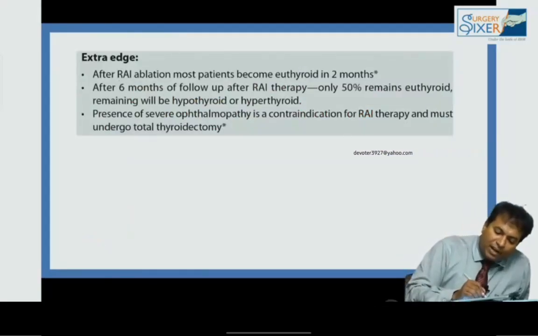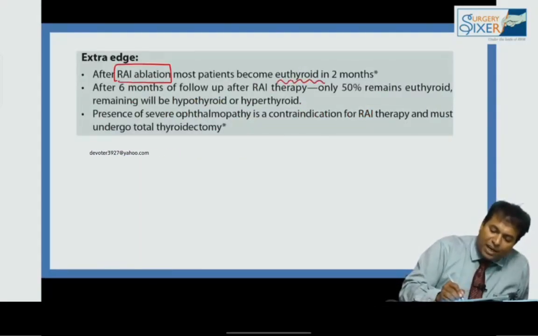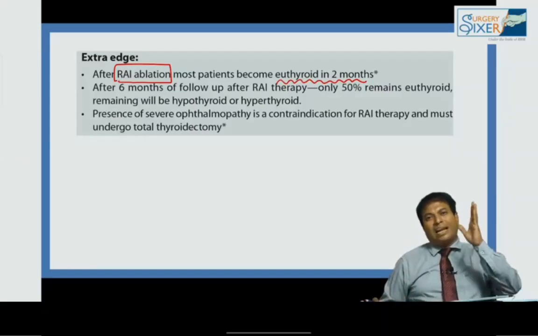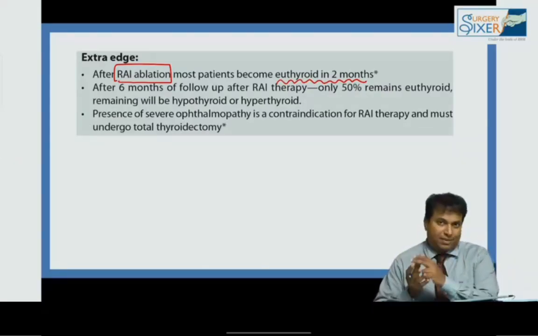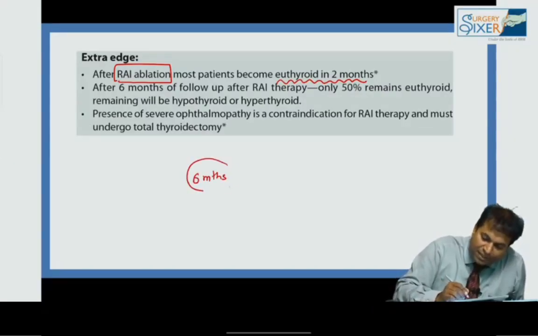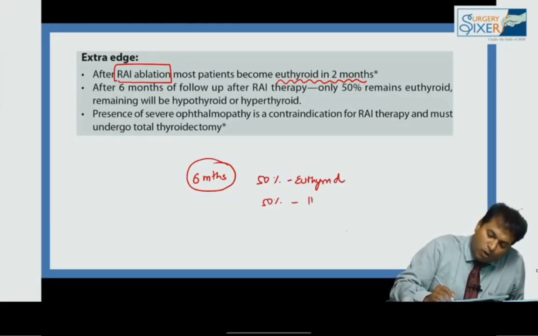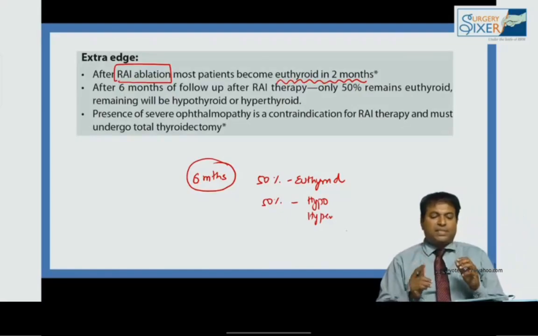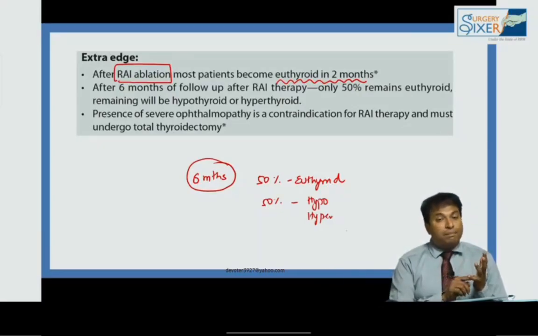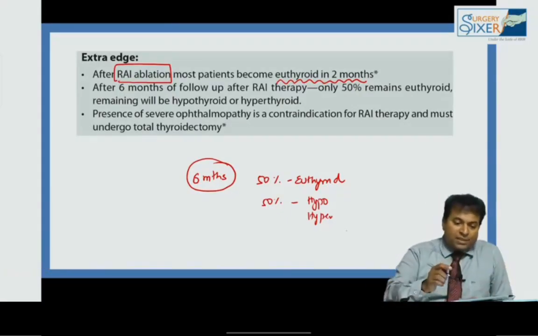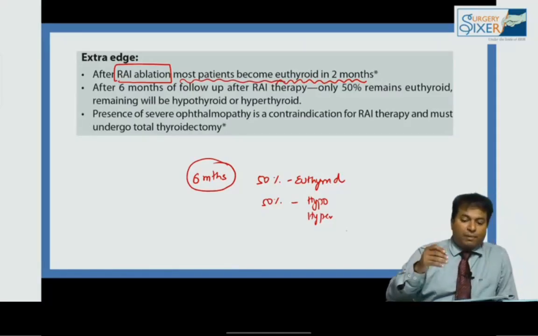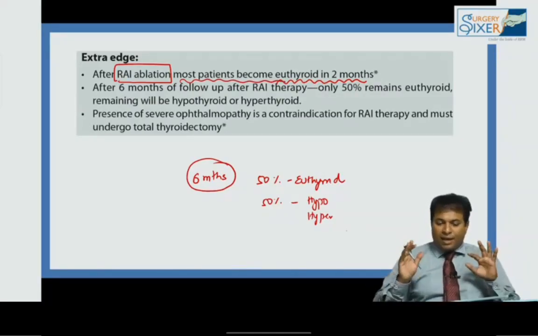And please don't forget, after radioactive iodine ablation, the Graves' disease patient becomes euthyroid in 2 months. Very interesting MCQ from Bailey and Love. But at 6 months, what happens? When you go and examine them back at 6 months, 50% of them will be euthyroid, and the remaining 50% will be either hypo or hyper. This is an interesting point. You remember this. At 2 months most of them become euthyroid, but after 6 months it will not be the same. Only 50% will be euthyroid, the remaining 50% will be hypo or hyperthyroid.